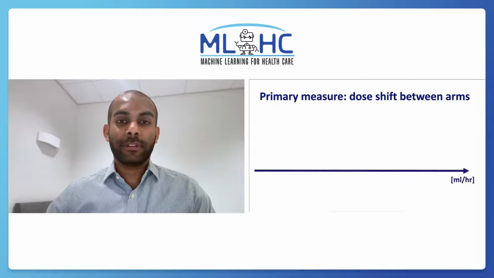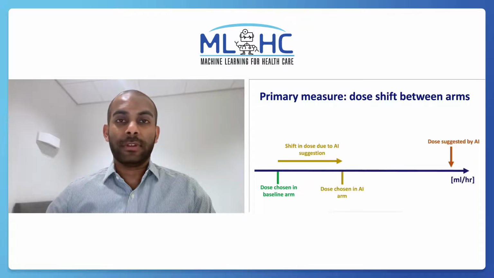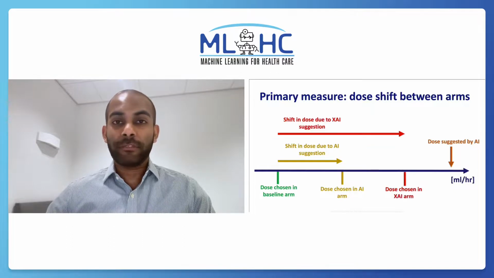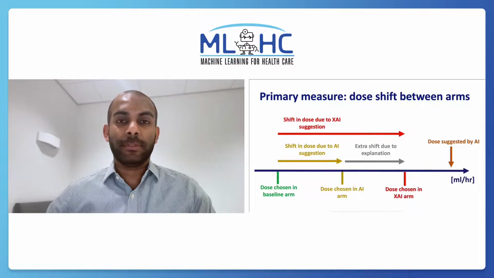The primary measure of interest was dose shift between arms. So if we imagine on the left here, this is the average dose chosen by doctors in the baseline arm. If we, to the AI arm, show doctors this AI suggestion, we might expect that their prescription would be shifted towards that dose suggestion. We might further expect that in the explainable AI arm, their doses are shifted even further towards the AI suggestion, and therefore this marginal shift can be attributed specifically to the explanation.